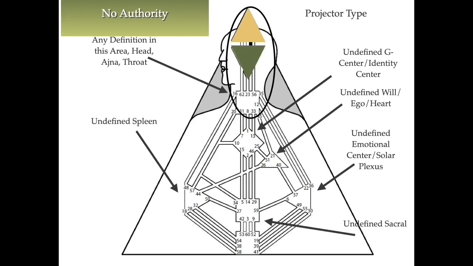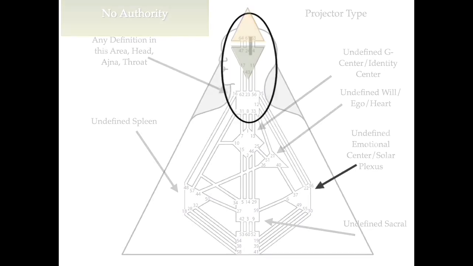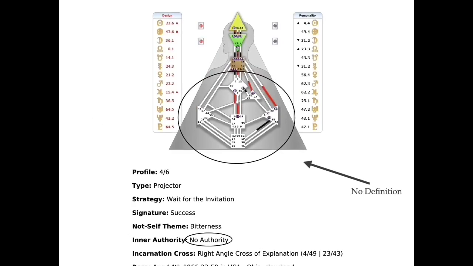The last authority is no authority, also called outer authority, which is when there is no definition other than the head and ajna. Sometimes the throat is defined as well. It's really based on where the body graph is generated from. Like I just mentioned, some body graphs will call this mental authority when the ajna and head are defined and nothing else is really defined. And just like the self-projected authority, when a projector receives an invitation, they can talk about their invitation with trusted people, and based on the response of the trusted people, they can accept or reject the invitation.